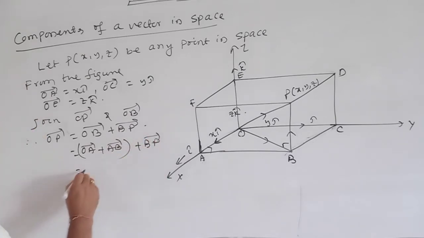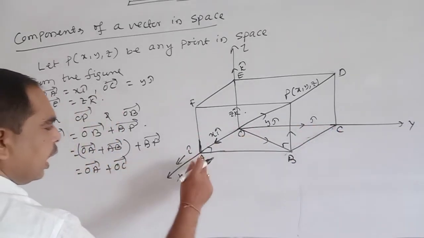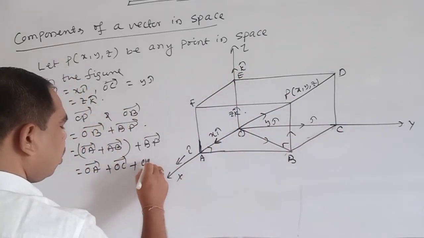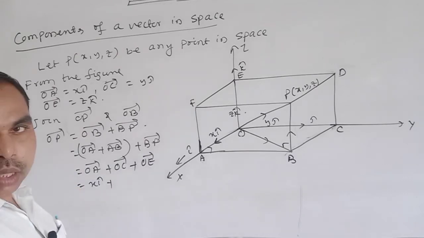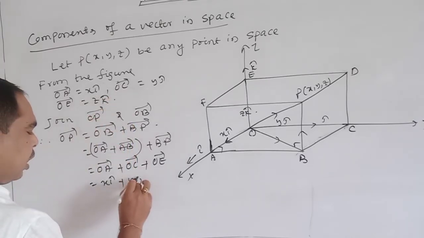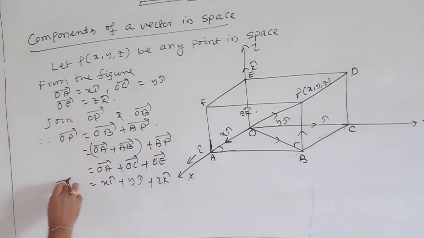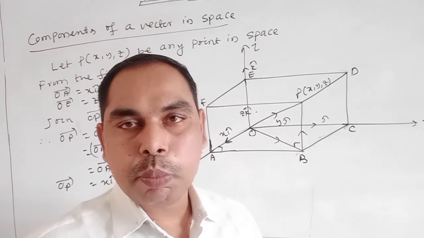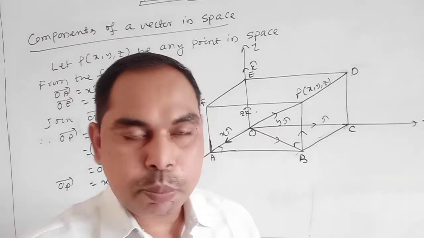So OA vector plus AB vector is same as OC vector, and BP vector is same as OE vector. So OA vector means x i cap, OC vector means y j cap and OE vector means z k cap. So this is OP vector. OP vector is equal to x i cap plus y j cap plus z k cap. If P(x, y, z) be any point, then OP vector is equal to x i cap plus y j cap plus z k cap.